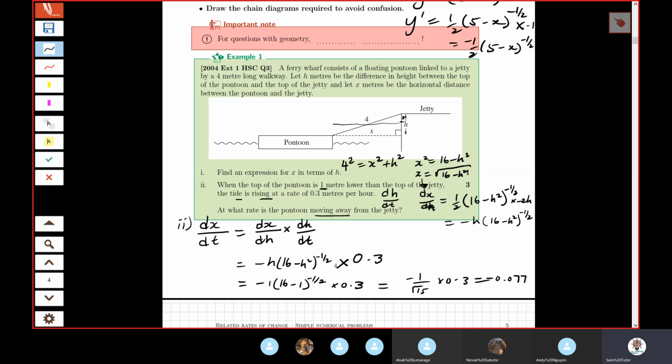Why did we even write it as dh? It's because you've got dx on dt, right? It's moving away. Then you've got dx on, and you've got to think about what letter they gave you. They gave us h. Or another way is that you just found a relationship between x and h, so obviously it's going to be dx on dh and then dh on dt. So there's two ways to look at it: either the fact that you found a relationship between x and h, or the fact that there's dh on dt given. And then it's just a matter of plugging it all in.